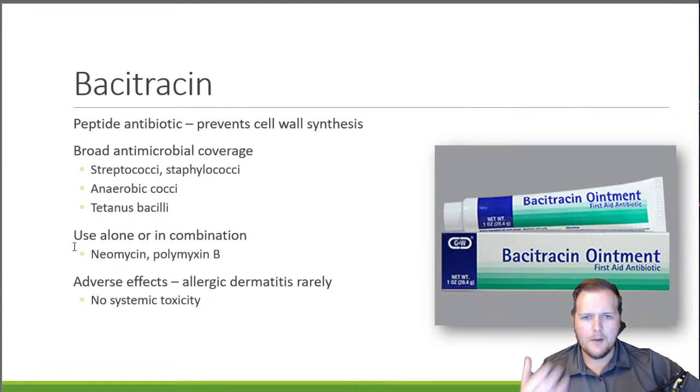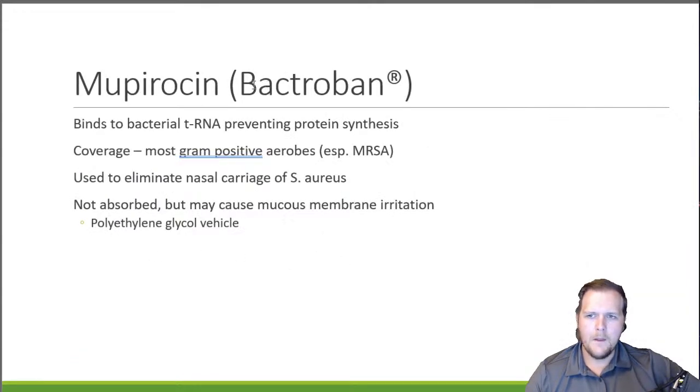So typically either used by itself or in combination with things like neomycin and polymyxin B. If you ever hear double antibiotic ointment or triple antibiotic ointment, it's usually bacitracin in combination with either neomycin and polymyxin B. So it just depends. And again, maybe some allergic dermatitis for some people who are really sensitive, but otherwise no real systemic effects, no other big issues with bacitracin. These are very safe drugs here.